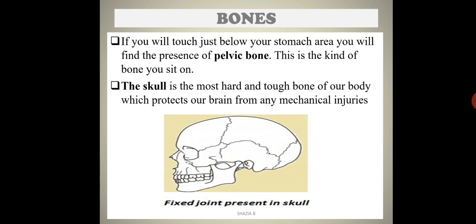Now we have the skull here. We have already discussed the skull in the section on fixed joints. The skull encloses the most important part of our body, which is our brain. The skull is the hardest and toughest bone of our body, which protects our brain from any mechanical injuries. So these are the different types of bone, and they have different shapes and do different functions.